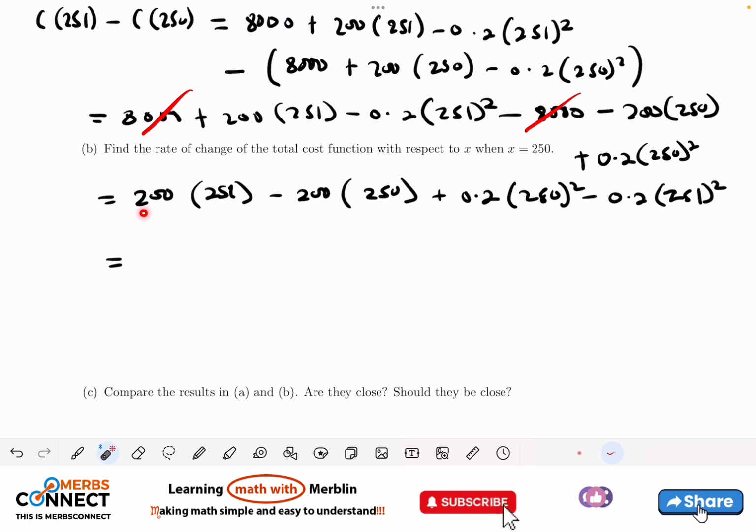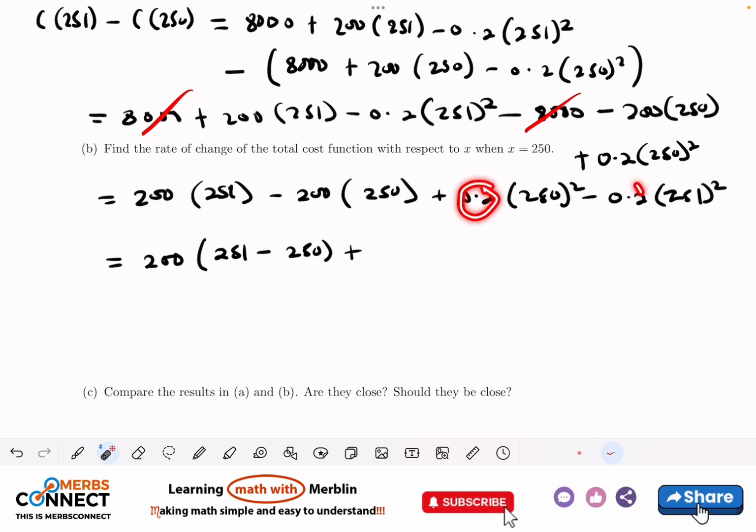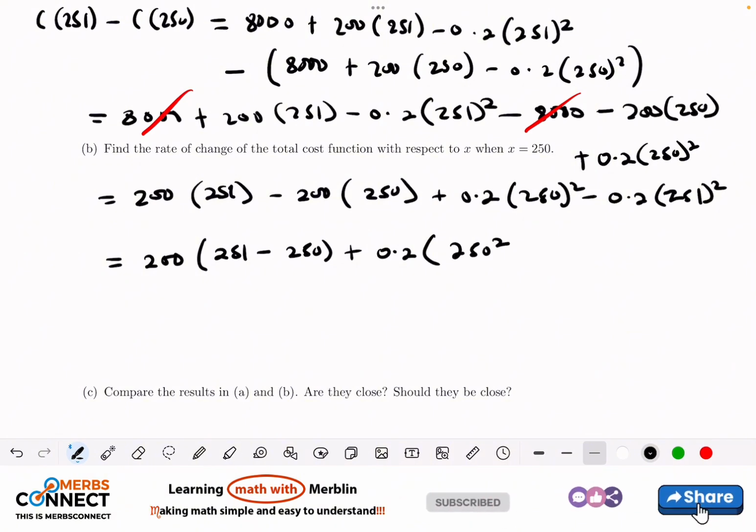Since I'm not using a calculator here, now I have 200 here and 200 here, so I can factor it out. I'm going to have 200, and when I factor it out, it will be left with 251 minus 250, plus I have 0.2 here, and here we'll be left with 250 squared minus 251 squared. So this is going to be 200, and when I subtract, I'm going to have 1.